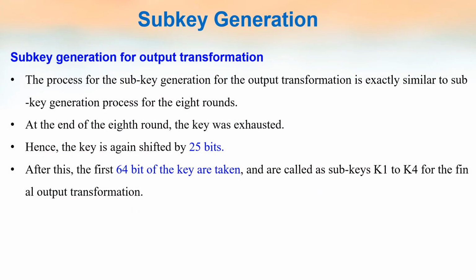Subkey generation for the output transformation round. The process for the subkey generation for the output transformation is exactly similar to the subkey generation process for the other 8 rounds. At the end of the 8th round, the key was exhausted. Hence, the key is again shifted by 25 bits. After this, the first 64 bits of the key, which means the 4 subkeys K1 to K4, are taken for the final output transformation.